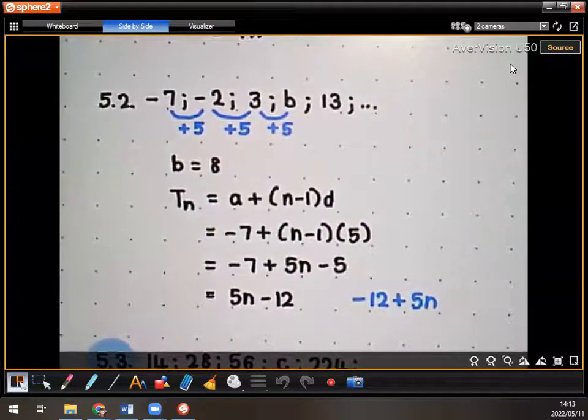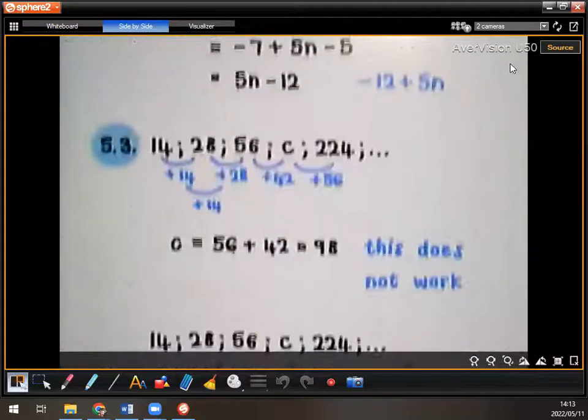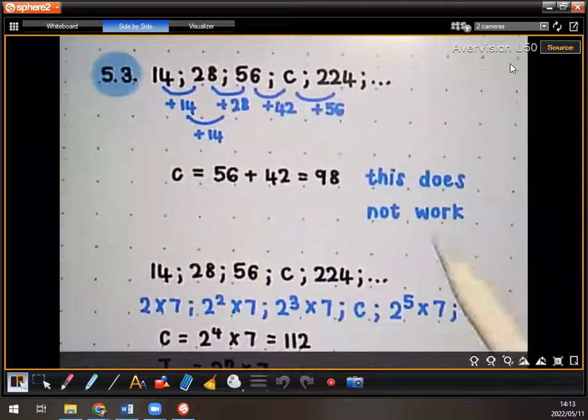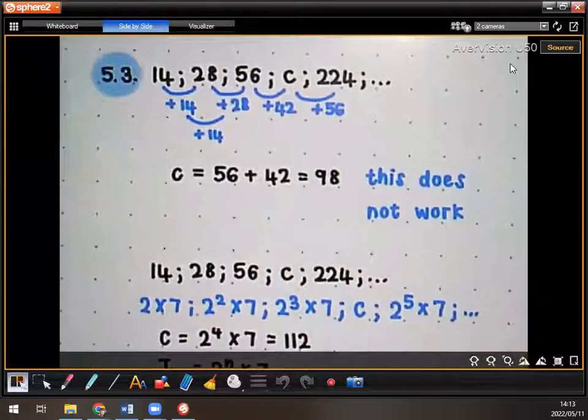We have the final answer. Okay, now 5.3. That was a difficult one. The reason for that is because at first glance it looks like a quadratic number pattern, but it's actually not. So I did the calculation as if it is a quadratic number pattern, and then when I checked, I saw that it actually doesn't work.